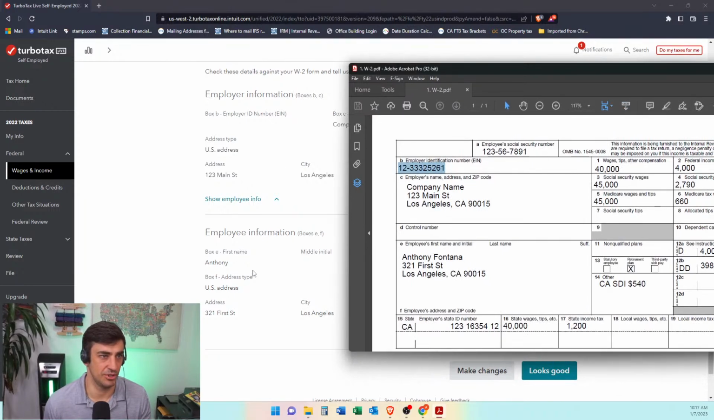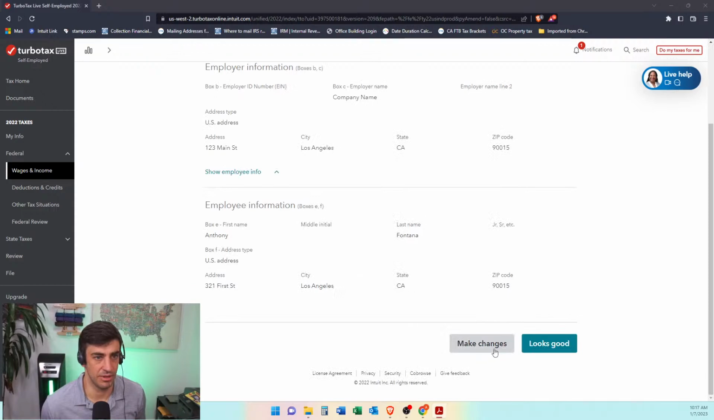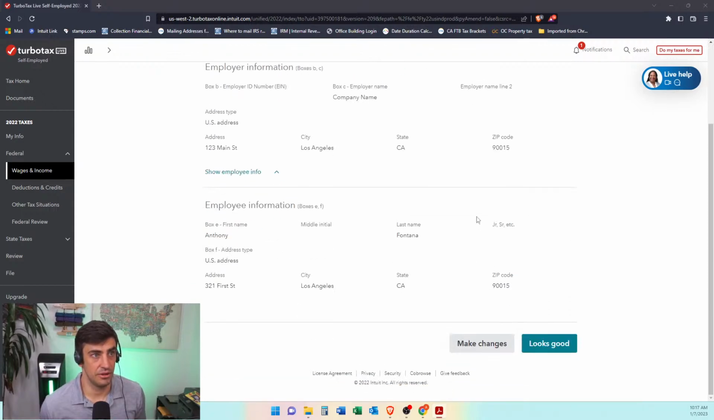This is something you're going to want to double check if you do this. Make sure all this flows through properly. Make changes if you need to, as these tax returns can get rejected for e-file if things like this don't match up with what was filed with the IRS. So make sure that you do that properly.